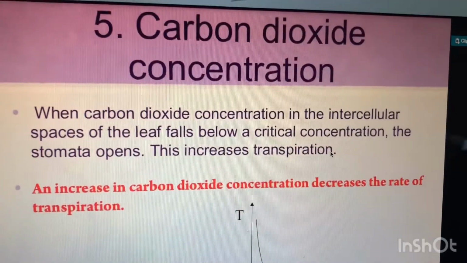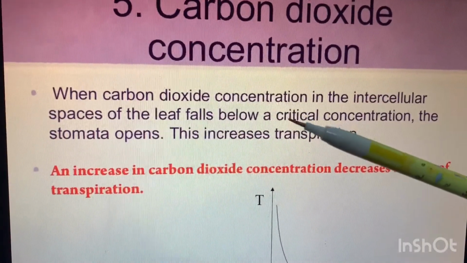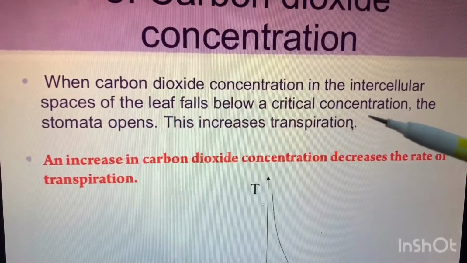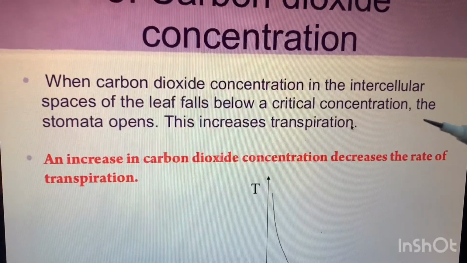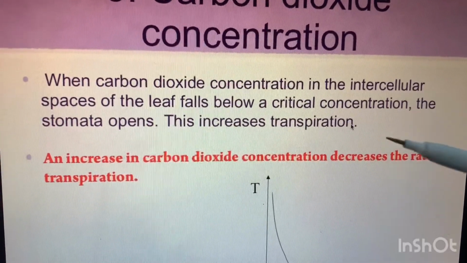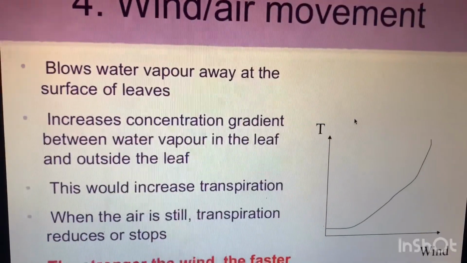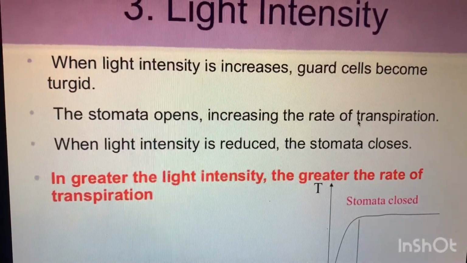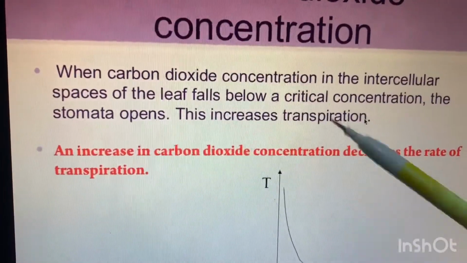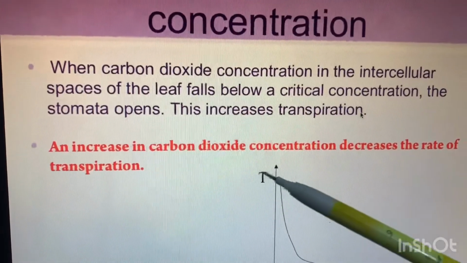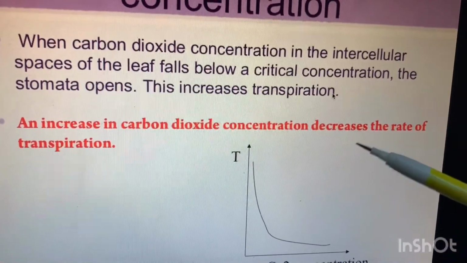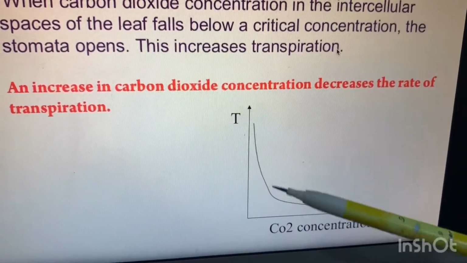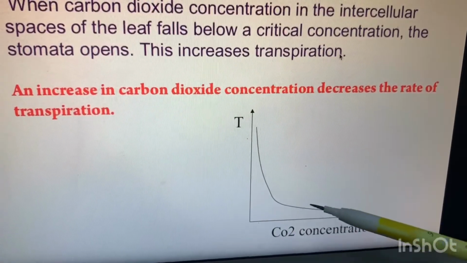Number 5 is the carbon dioxide concentration. When carbon dioxide concentration in the intracellular spaces of the leaf falls below the critical concentration, the stomata opens. This increases transpiration, as we have discussed in the previous one also, that stomata opens, increasing the rate of transpiration. An increase in carbon dioxide concentration decreases the rate of transpiration.